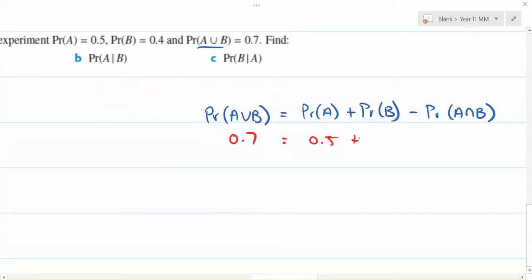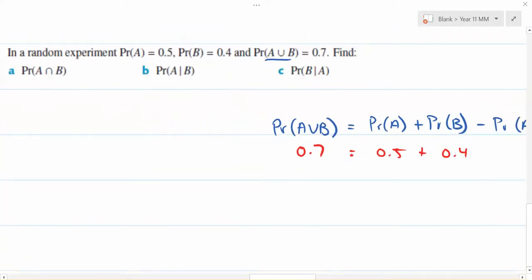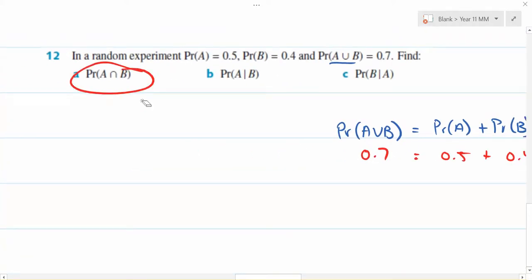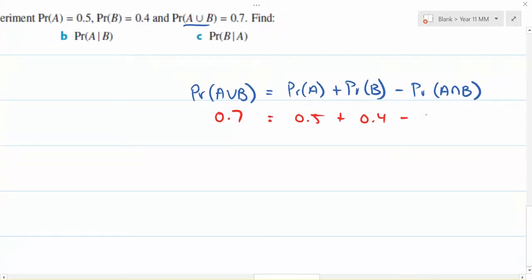Plus P(B), yes, they told me it's 0.4. So my job is to find the probability of A intersection B, which, sure enough, was the first question. Now, if I actually work this out, I don't know what P(A) plus P(B) minus the probability of A intersection B is, right? I don't know what that is, true. But I can simplify this. This is 0.7. This becomes 0.5 plus 0.4, which is 0.9, minus P(A intersection B).